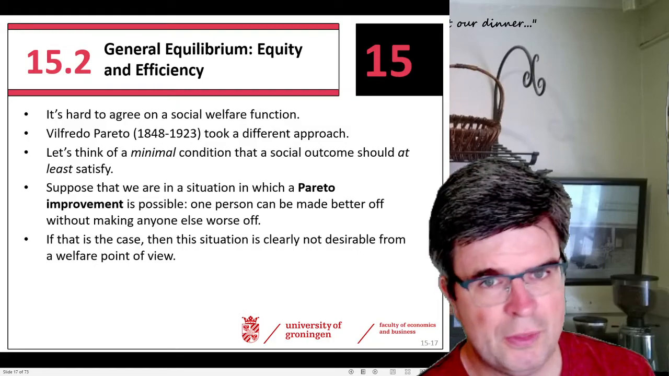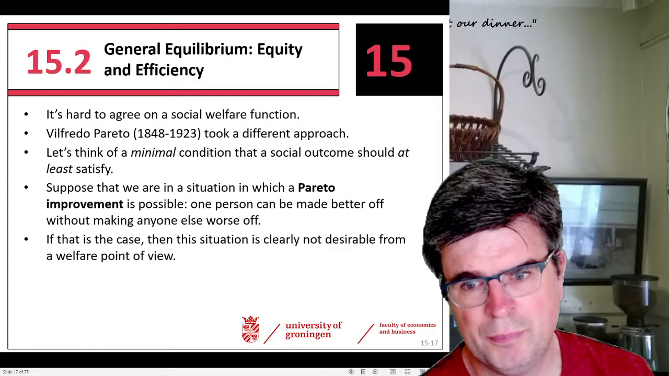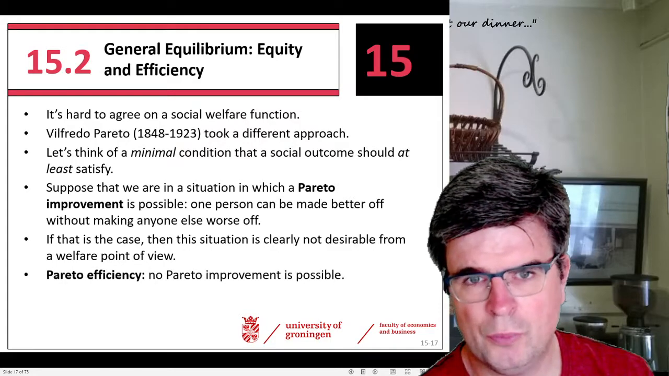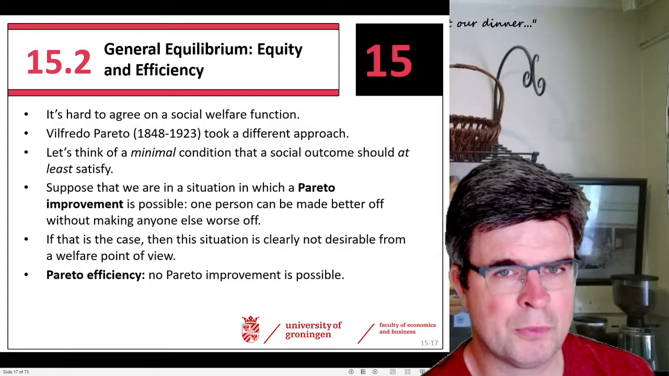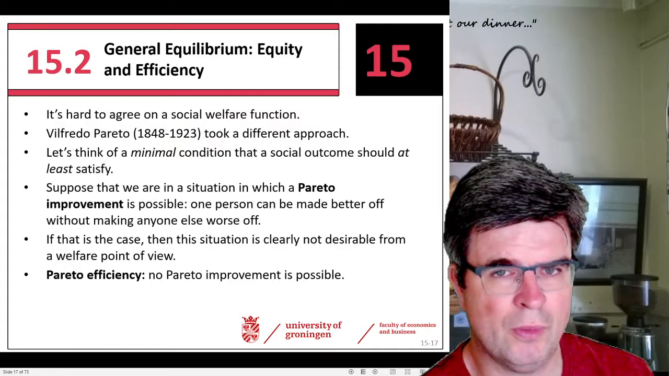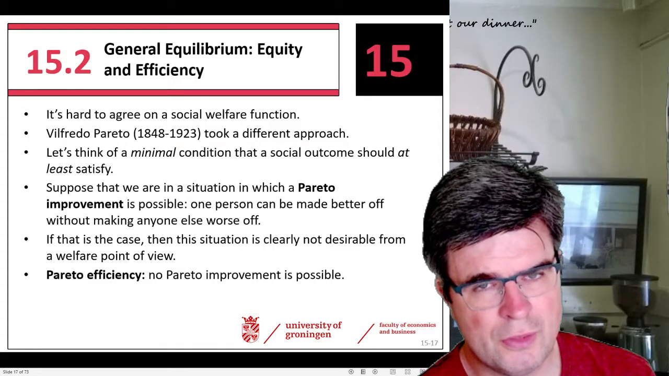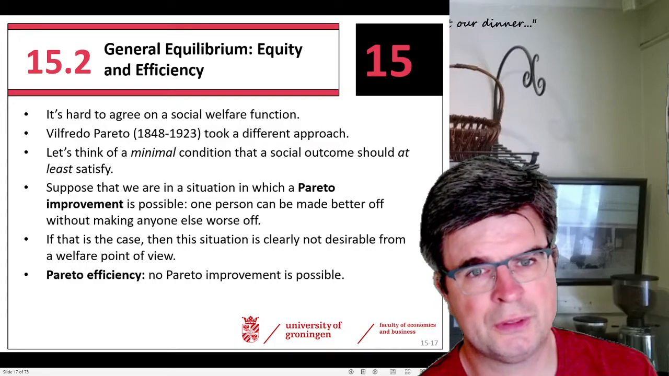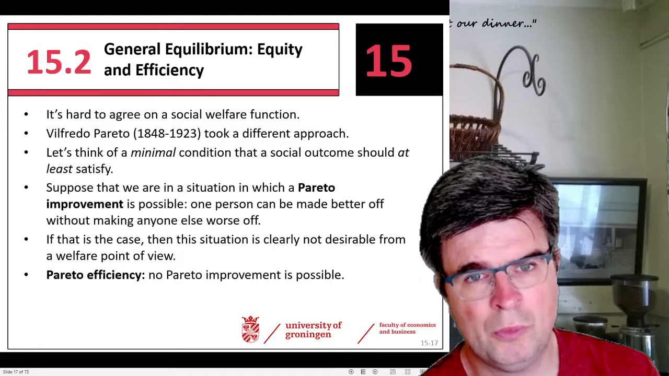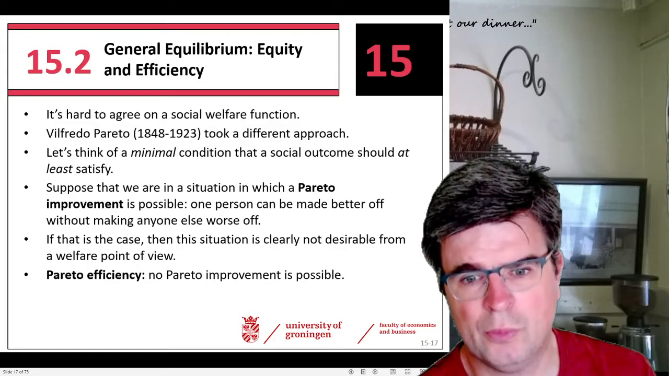So if Pareto improvements are possible, then clearly the outcome is not desirable from a welfare point of view. And you reach a state of Pareto efficiency when no Pareto improvements are possible anymore. So at a Pareto efficient outcome, it's not possible, by reallocating resources, to make at least one person in society better off without making anyone worse off.